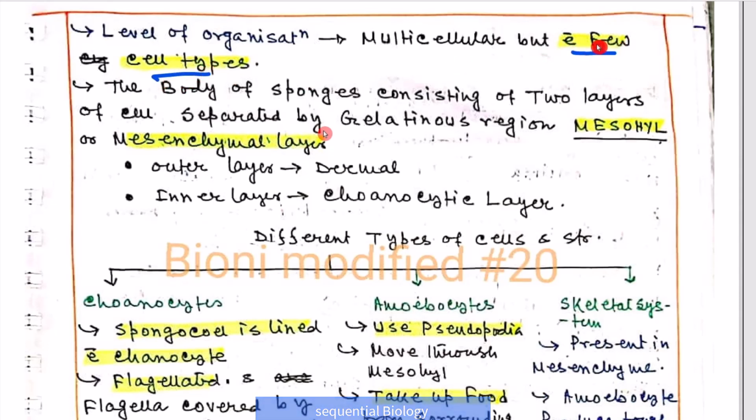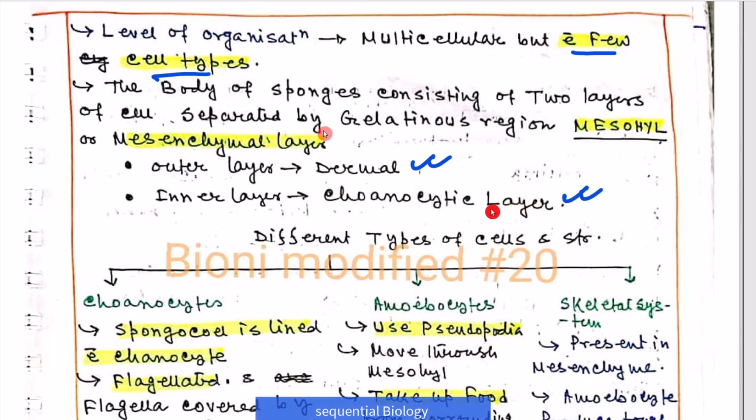Not a huge number of cells, or a huge variety of different types of cells, are present there. Only special types of cells are present in this phylum. The body of sponges consists of two layers of cells separated by a gelatinous layer known as the mesohyl, or the mesenchymal layer. The outer layer is called the dermal layer and the inner layer is called the choanocytic layer.